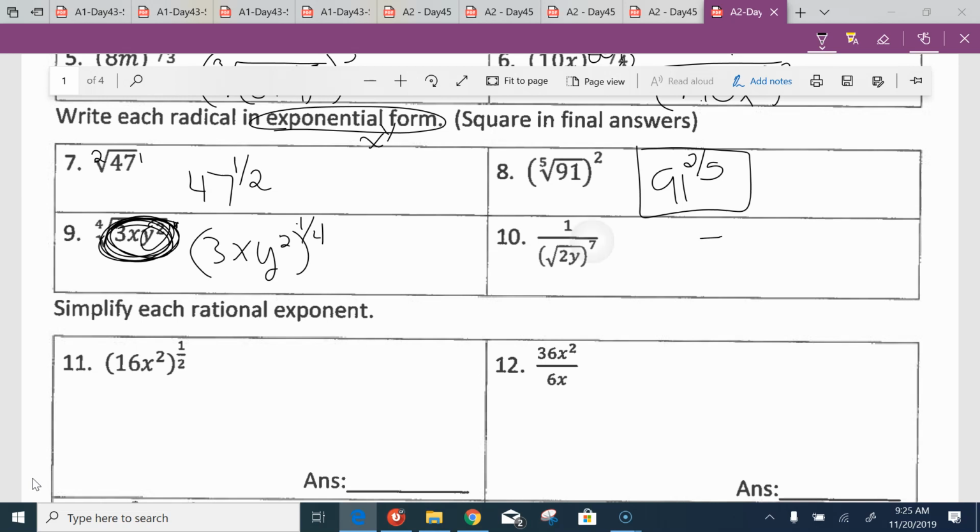I have it raised to the 7th power, so I have a -7. There's no number in front of my radical, so it's going to be a square root. And the thing that's in the radical symbol is what's actually being raised to that power. So 2y to the -7/2.